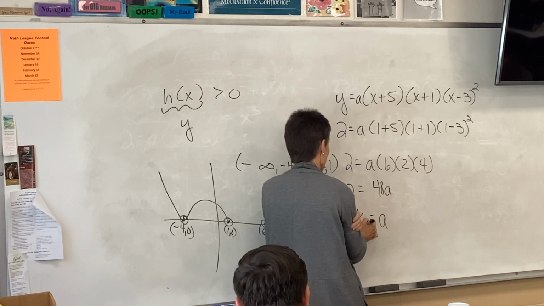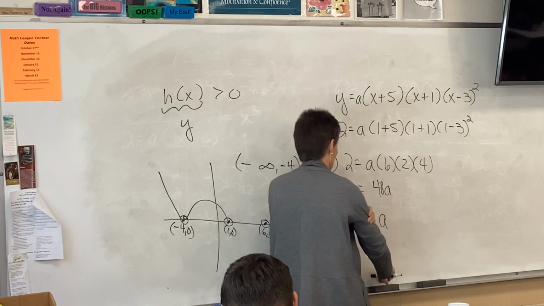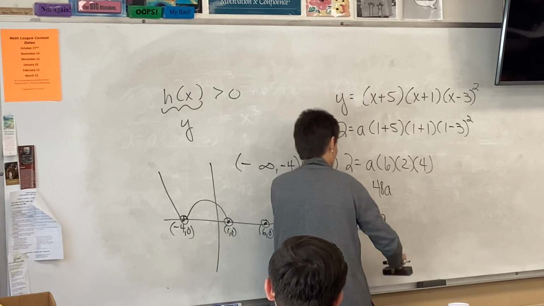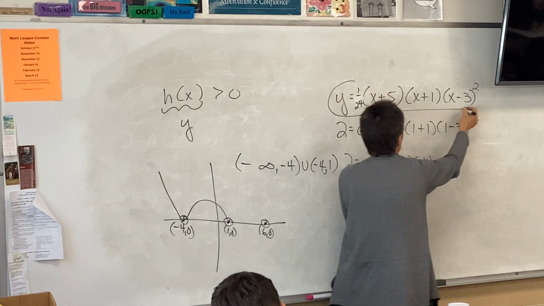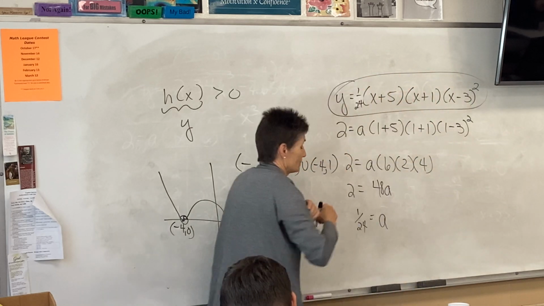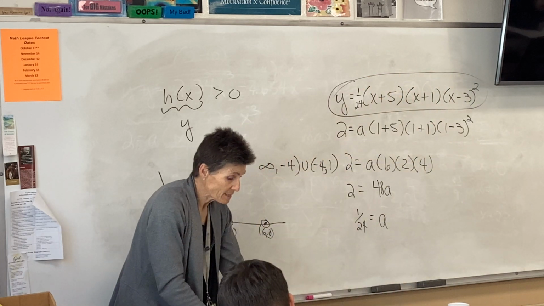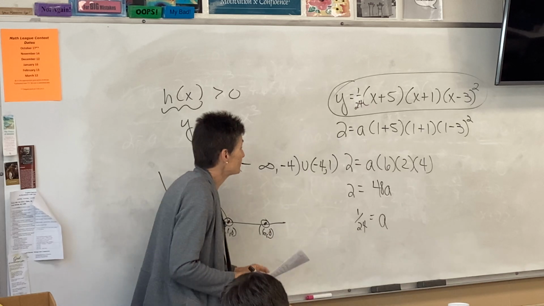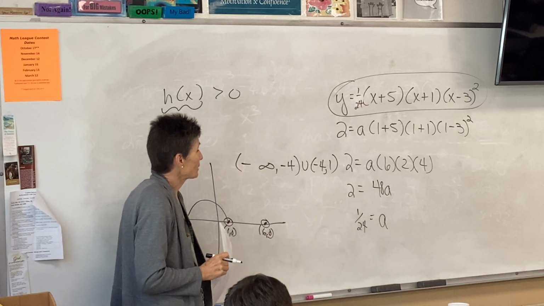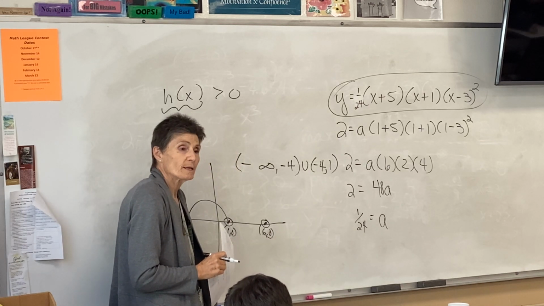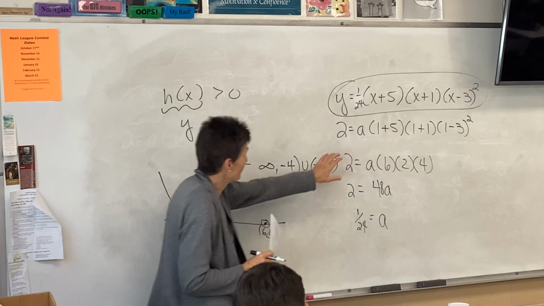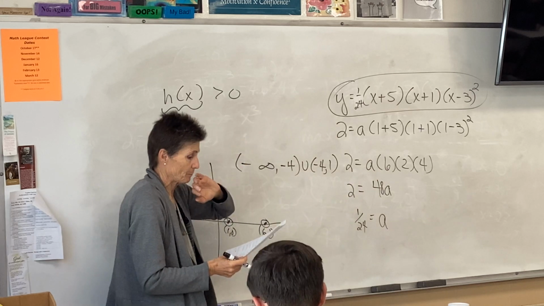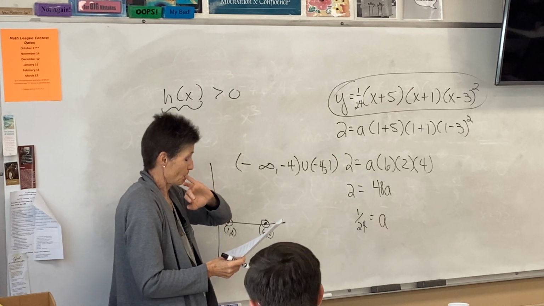Did you get 1/24? So based on what we approximated there, that's the equation we came up with. Does that make sense? Should that A coefficient have been positive? Yeah.